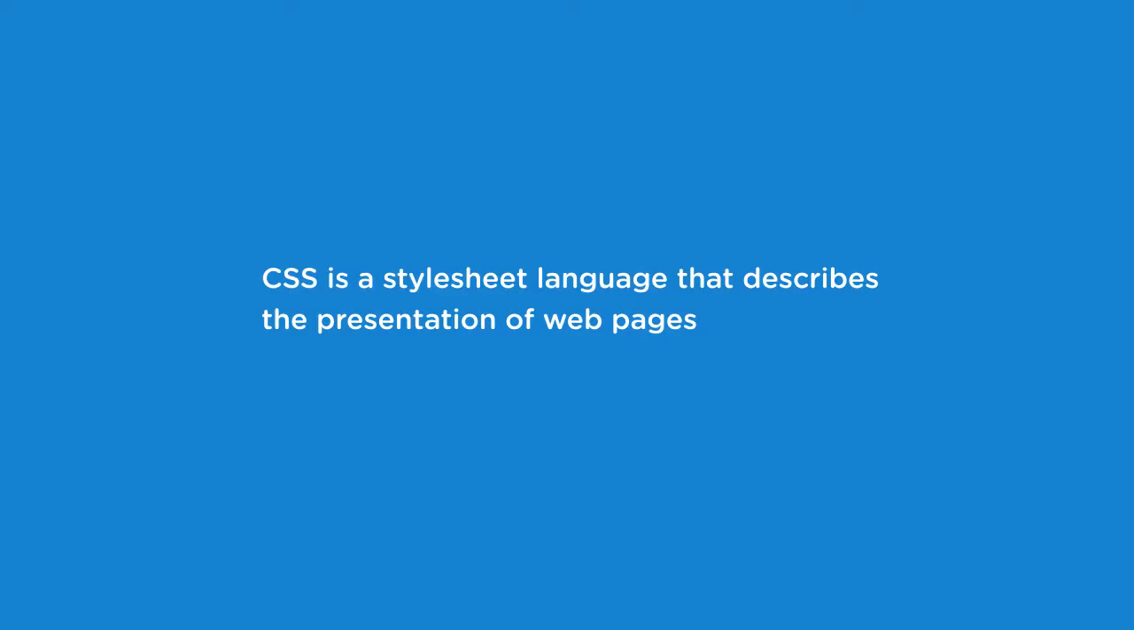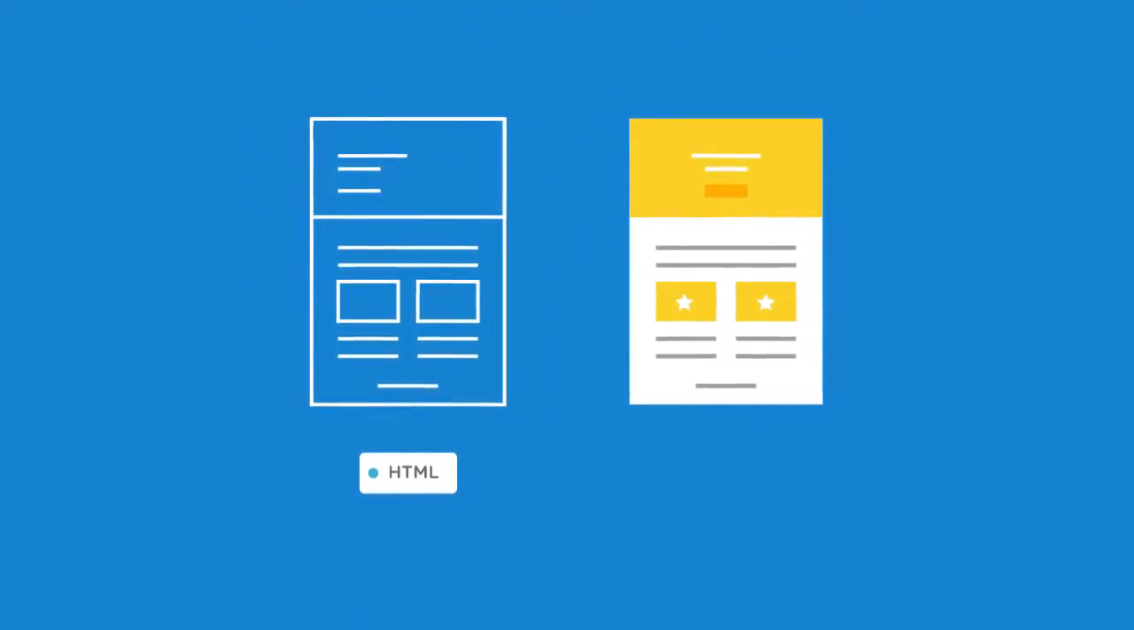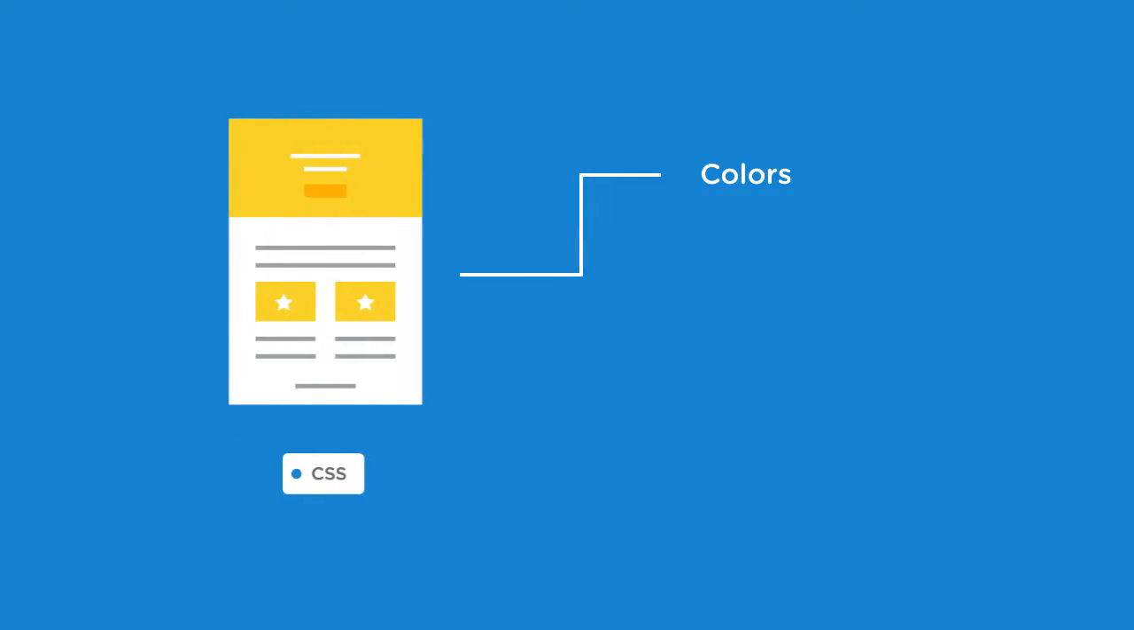So what exactly is CSS, and why is it considered a core web technology? Well, CSS is a style sheet language that describes the presentation of web pages, whereas HTML is what forms the structural foundation of a web page. CSS is what we use to style the HTML with colors, backgrounds, font sizes, layout, and much more.